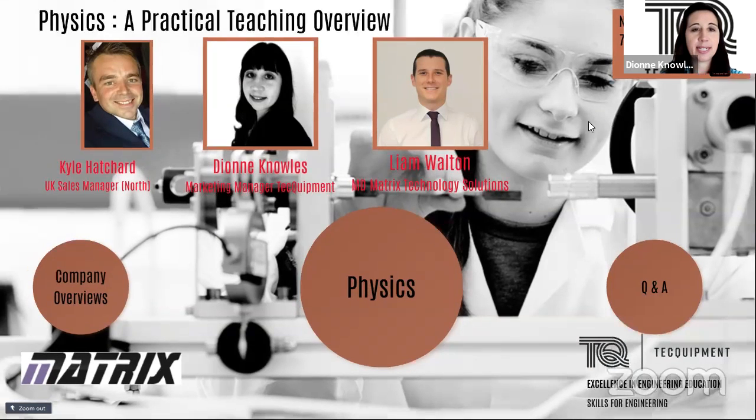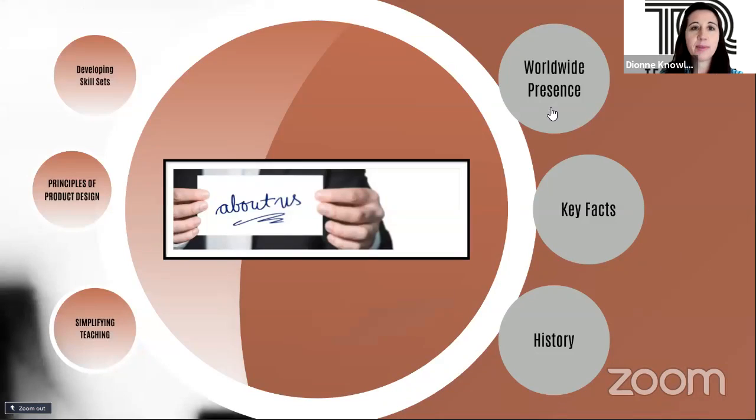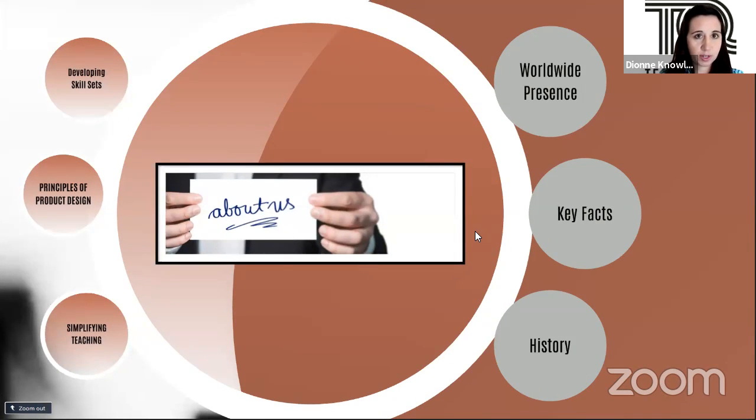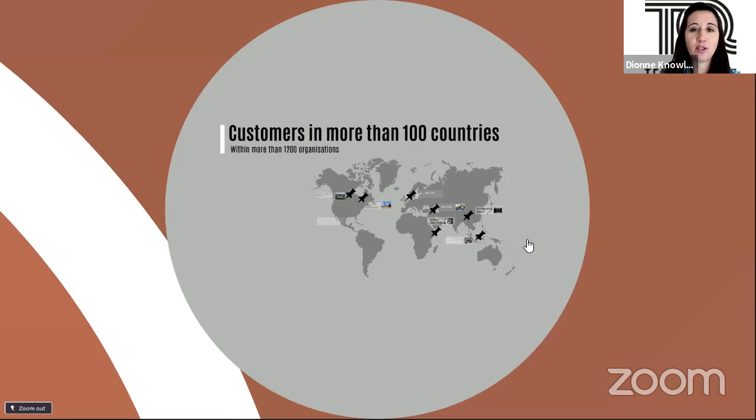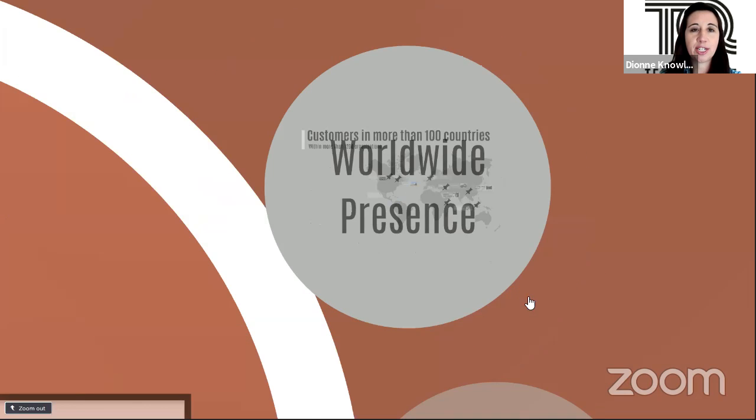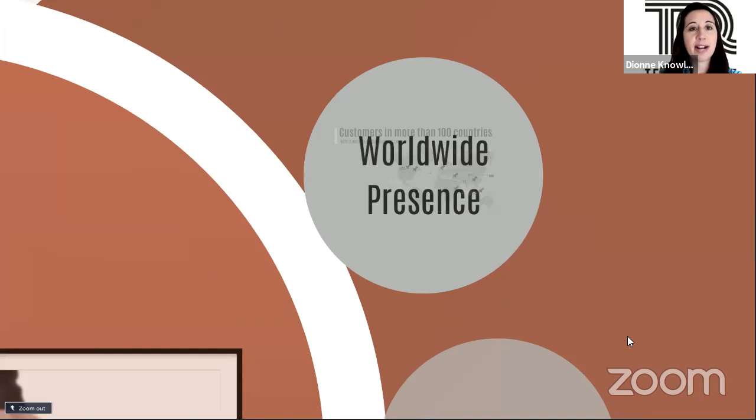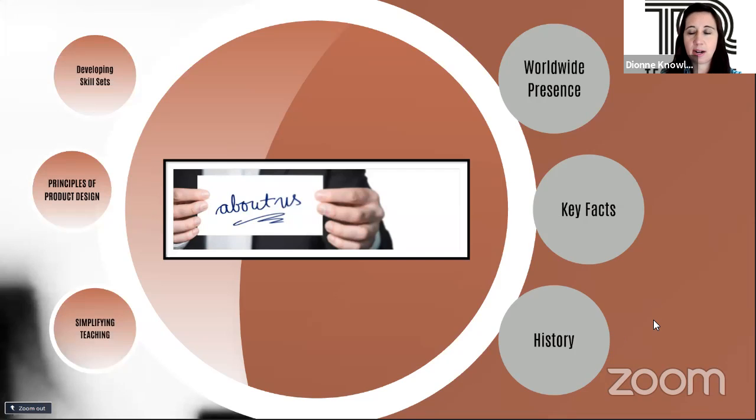Those of you who know about TecQuipment, you'll know we're a worldwide organization. We have a worldwide presence in more than 100 countries, in 1,200 different organizations. We design and manufacture everything all under one roof in our Long Eaton factory in the United Kingdom. And in terms of history, we're over 63 years old and we go back to 1958 when two gentlemen met on a train. I'm not going to go into that full story now. If you want to know the history, then you can have a look at our website.